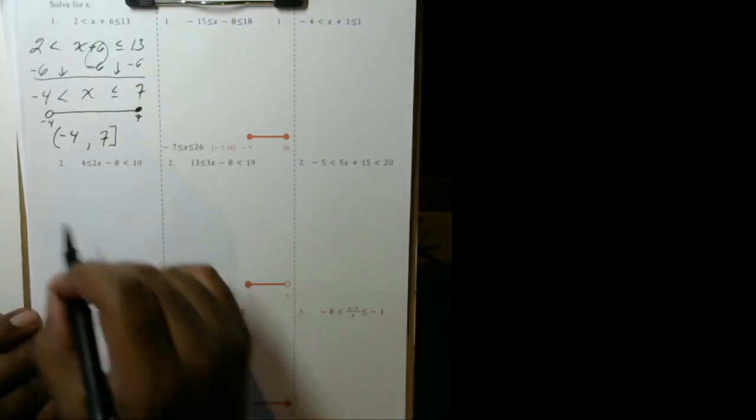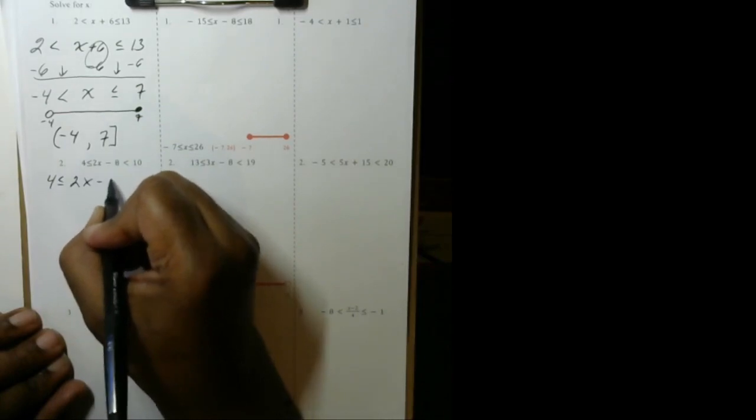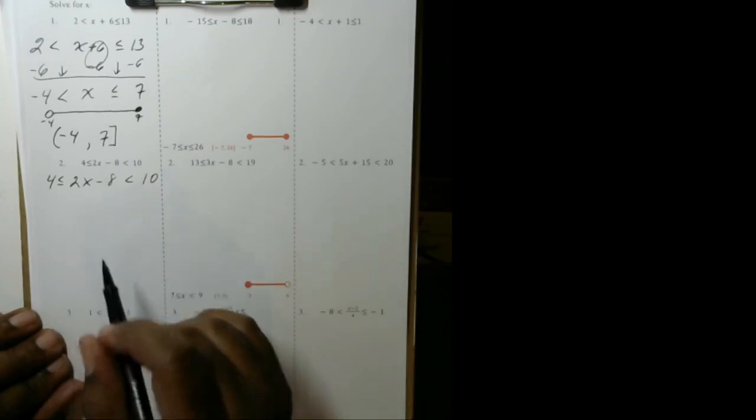Let's take a look at number 2. We have 4 less than or equal to 2x minus 8 is less than 10. Here we want to isolate x in the middle, and we have a subtracting 8 and a multiplying 2. First, we're going to get rid of the subtracting 8 by placing an adding 8 here. And what you do on one side, you do on all sides. So on the left and on the right, we'll do an adding 8.